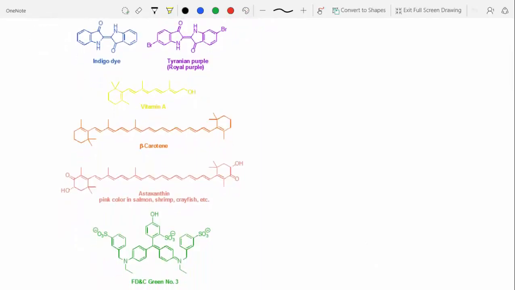And why do you think going from beta carotene to the one below it that's pink, we went more red-shifted? So we went from orange to more of a pinkish color. Maybe because of the oxygens. What else, though? Yeah, more double bonds, right? So that's one thing you may notice is that more conjugation leads to more red-shifted compounds.